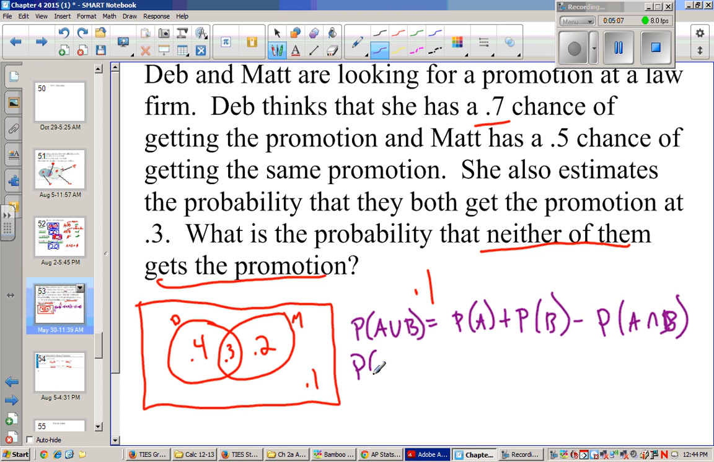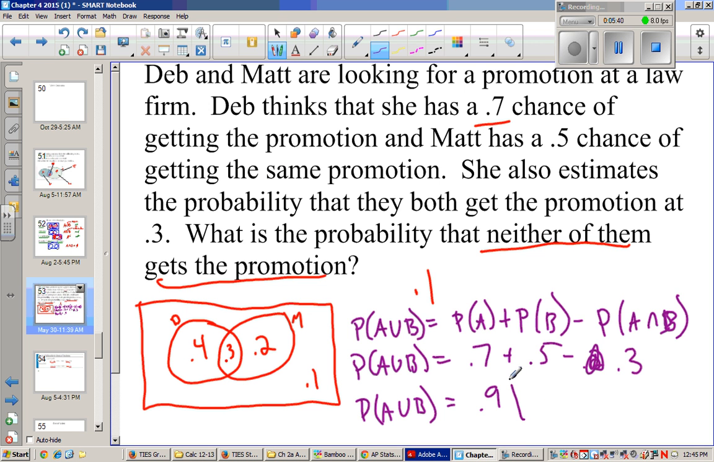So the probability of A or B is going to be 0.7 plus 0.5 minus the thing in the middle, which is 0.3, sorry, minus 0.3. So the probability that either Deb or Matt gets the promotion is going to be 1.2 minus 0.3, so that's 0.9. That's the probability that Deb or Matt get the promotion. All right, hopefully that's enough to do your on your owns.